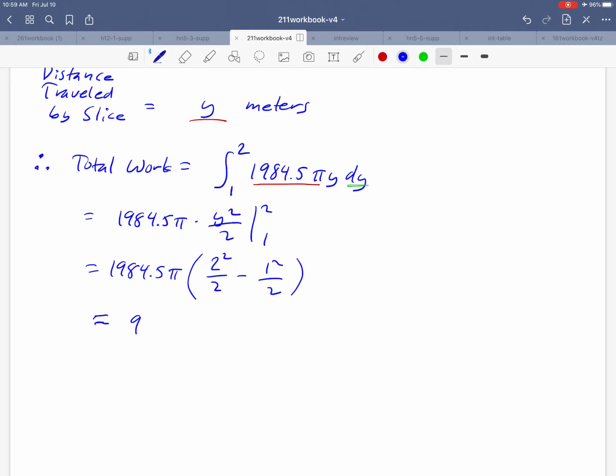I got about 9352, and our unit should be joules because we've got newtons and meters involved in the problem. Okay, and there is our answer.